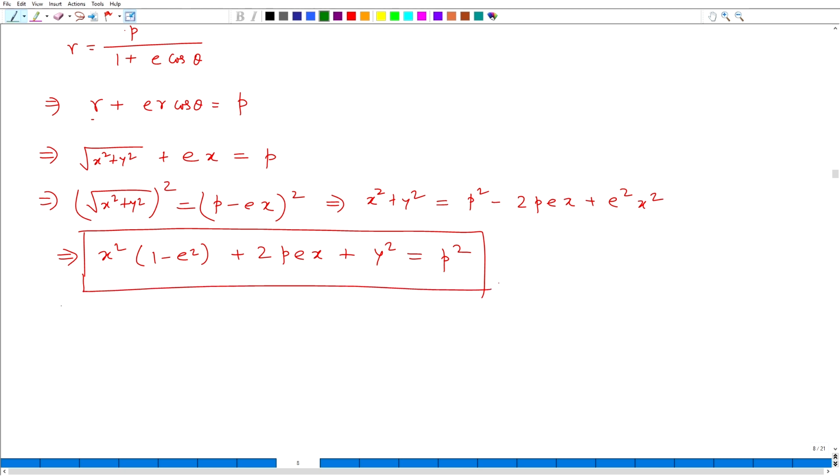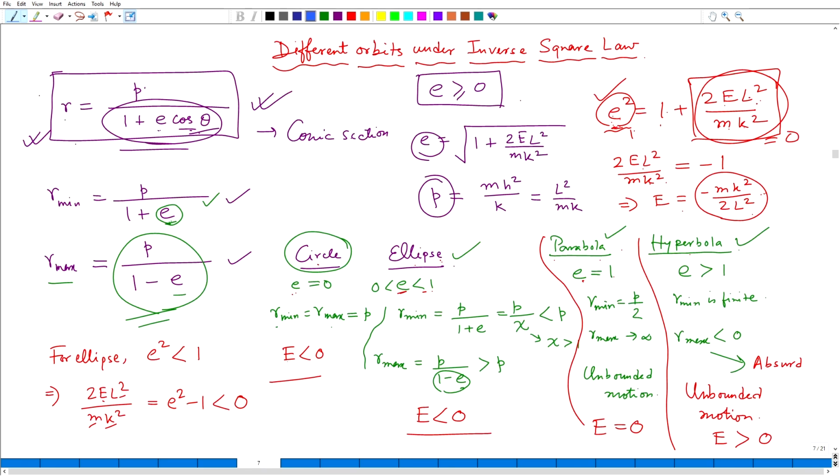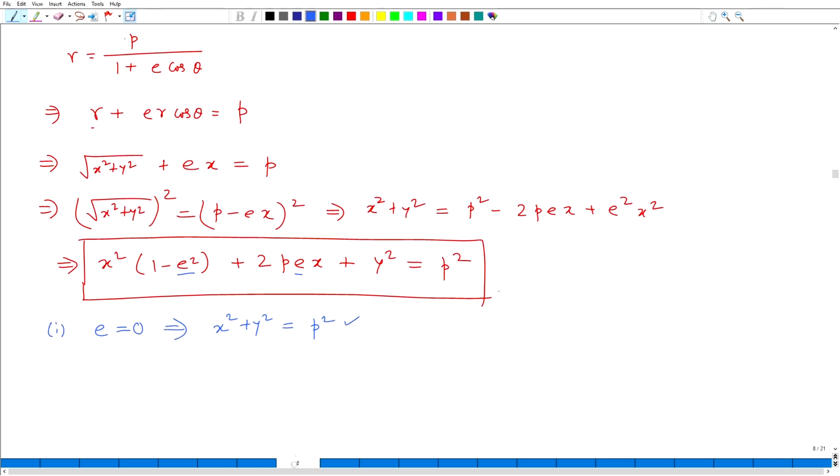Now, we do case by case. First, when e is 0, this term will be 0 and this term will be 0. So, we will have x square plus y square is equal to p square. It gives me a circle of radius p, and that can also be verified from the condition that it has a closed trajectory where both r min and r max are equal to p. So, only one value is possible and that is p, exactly consistent with the circle equation. So, circle.